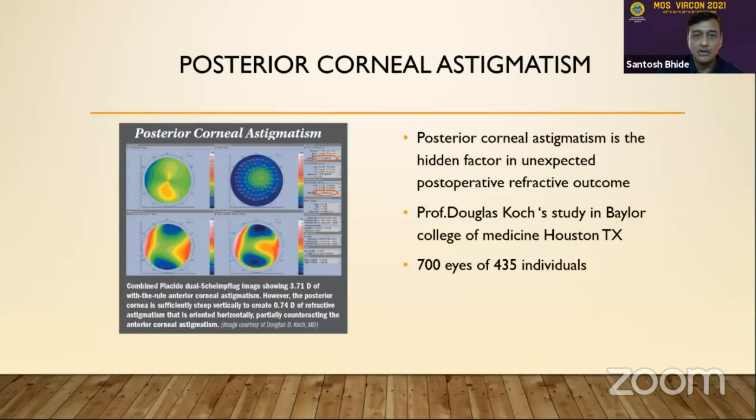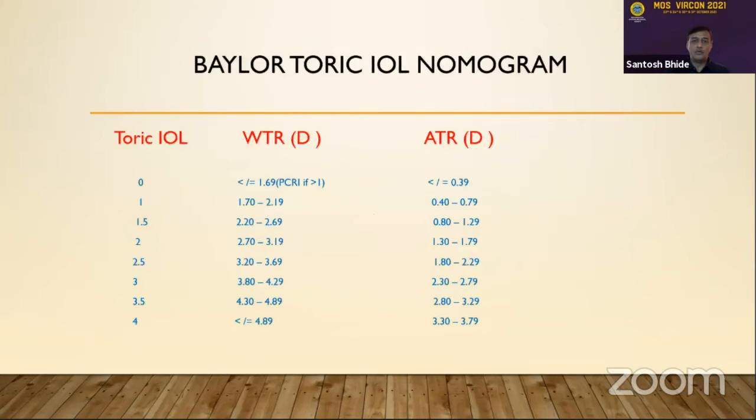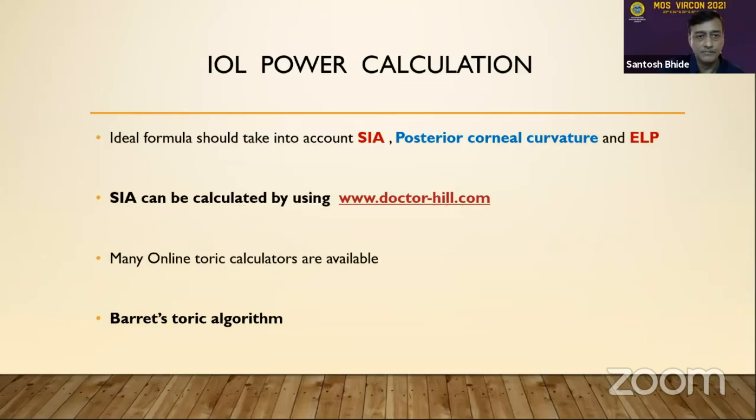Few words about posterior corneal astigmatism. Professor Douglas Koch studied about 700 eyes of 435 individuals in Houston, Texas, and then he developed a nomogram. By not measuring posterior corneal astigmatism, you can overcorrect with-the-rule astigmatism by a factor of 1.38 or undercorrect against-the-rule astigmatism by a factor of 0.65. So he has developed a nomogram, which can be used for IOL power calculation.